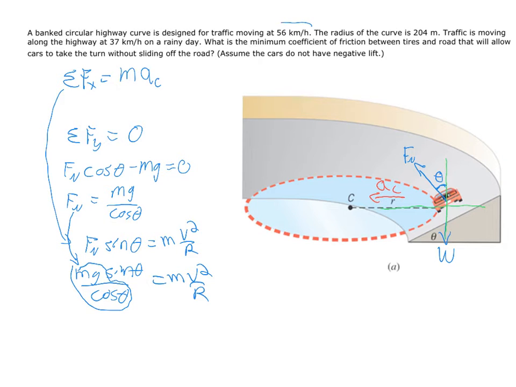As we're told here, this road is designed for a car moving at one exact speed of 56 kilometers an hour. The moment the car drives at a speed less than that, in this case when it's rainy and they're driving at 37 kilometers an hour, the car is going to want to slide down the ramp due to the weight force. So the friction force is parallel to the surface as always, but in this case it's up the ramp, because it helps keep you from sliding down.